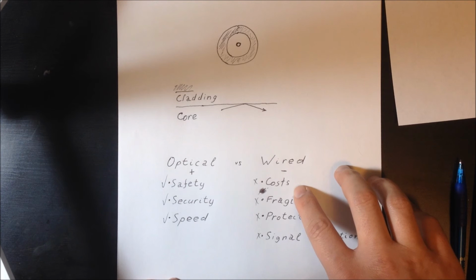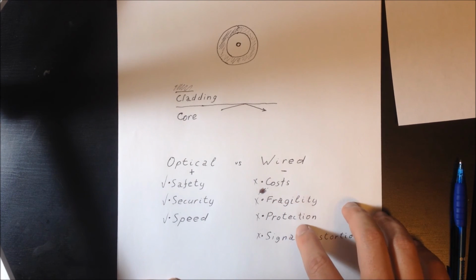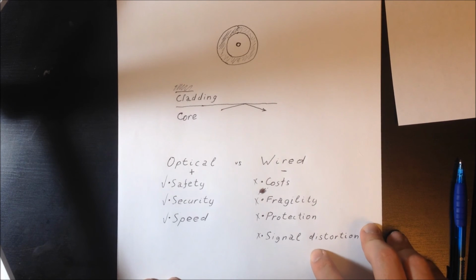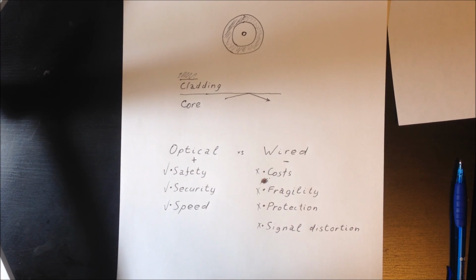The disadvantages are simple: the costs involved, the frailty and high protection requirements. Also, transmitting to very long distances can cause some signal distortion. Still, optical fibers are thinner, lighter, and more flexible.